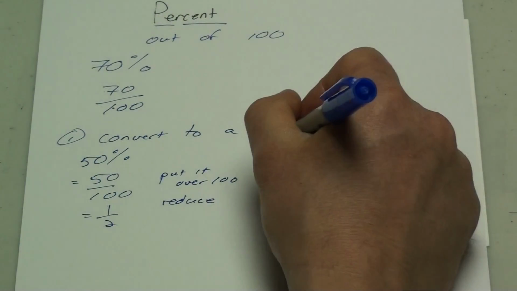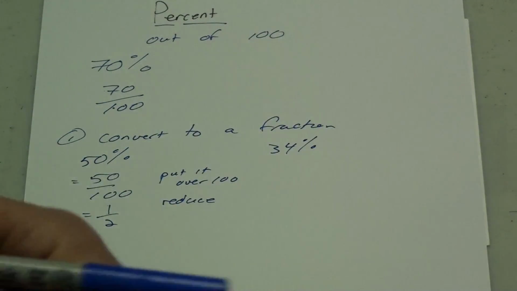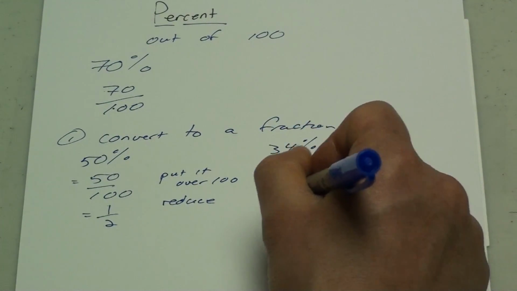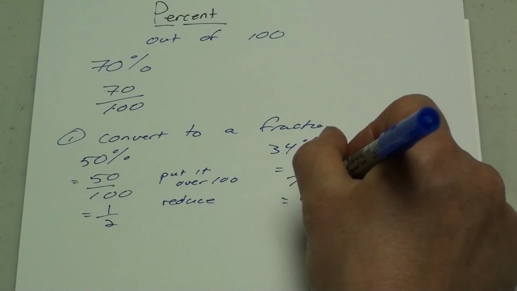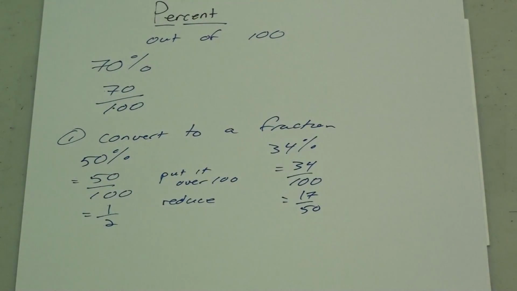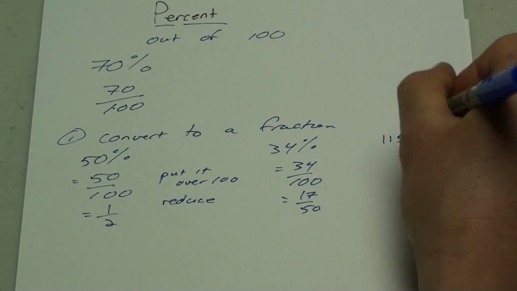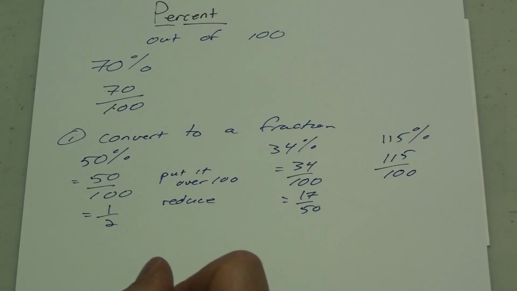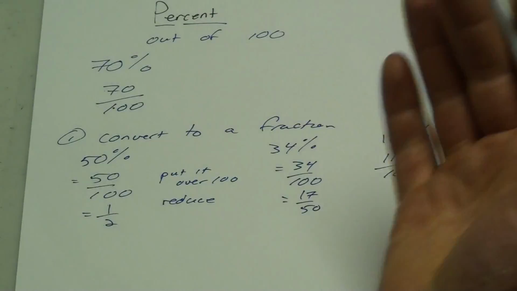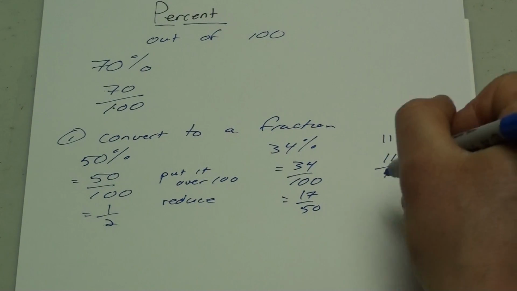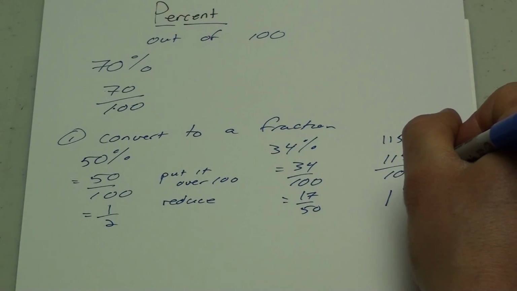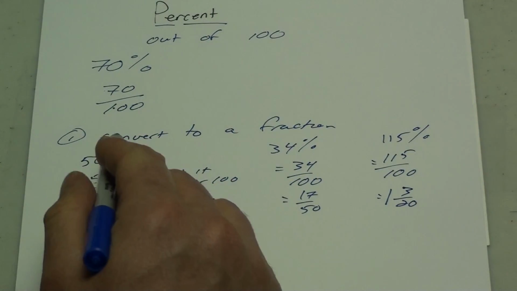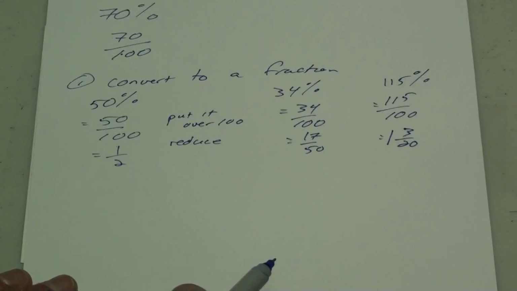Let's take 34%. First thing I'm going to do to convert it to a fraction is put 34 over 100. Then I can always reduce it afterwards, 17 over 50, but get it over 100 to start with. 115%. Put it over 100. 115 over 100. Then you can always reduce it and put it in mixed numbers and do anything you want to it afterwards once you have it over 100. That becomes 1 and 3/20 if I put it into lower terms. Okay, so to convert from a percent to a fraction, put it over 100.